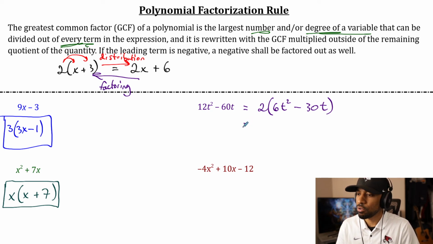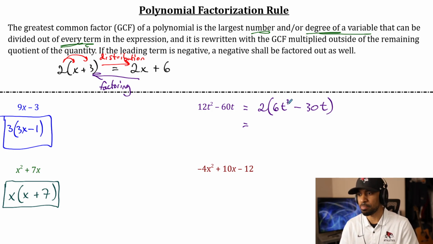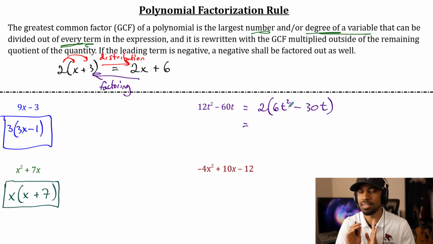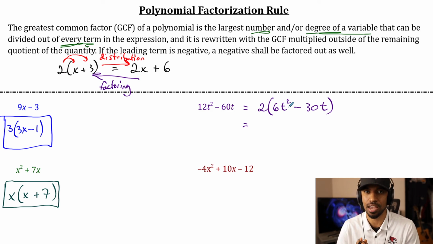Okay, so now if you double check, it ends up being correct, but it's not complete, because you ask yourself, can I factor more out of this inside? Now, this becomes a mess if you don't do the greatest common factor the first time, because you got to remember that the 2 still exists outside here.